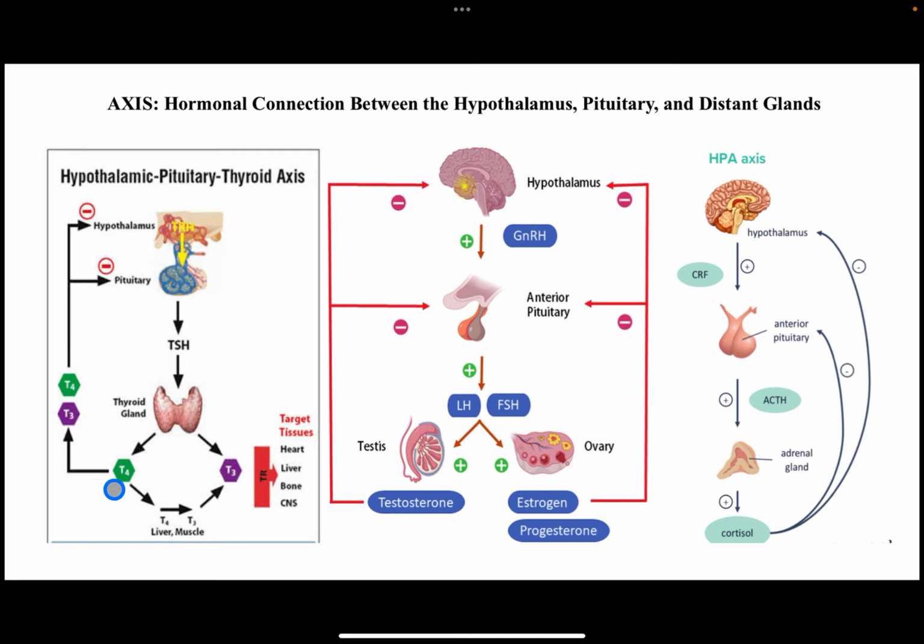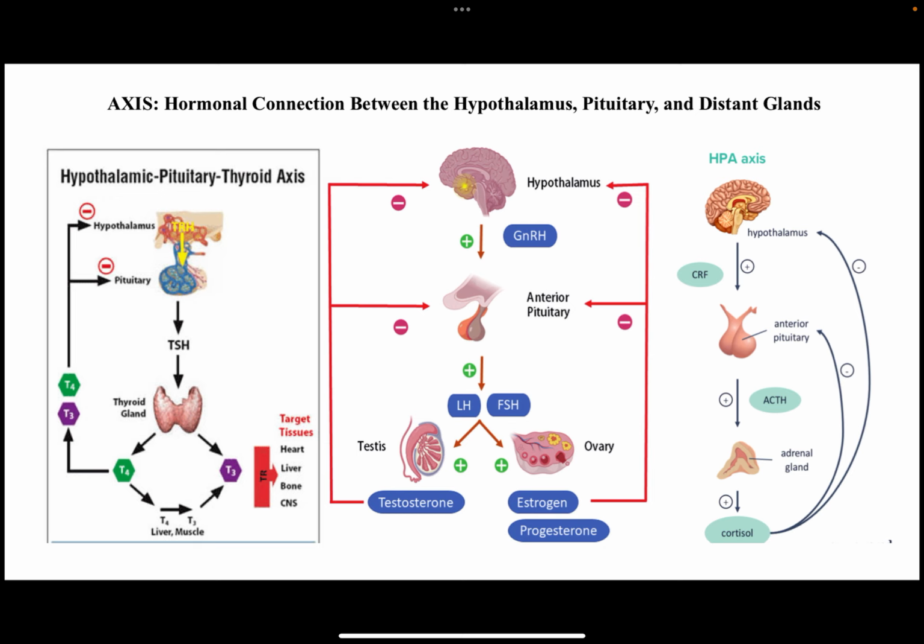Now, when the levels of T3 and T4 increase excessively in the blood, this increased level of T3 and T4 sends a negative signal, okay, to one, the pituitary gland, and two, the hypothalamus, so that they stop producing the thyrotropin. The hypothalamus stops producing the thyrotropin releasing hormone, and the anterior pituitary also stops producing the thyroid stimulating hormone. Okay, so you realize that this hormonal axis is demonstrating the cycle of how the hormonal activity of the thyroid gland operates in the endocrine system.